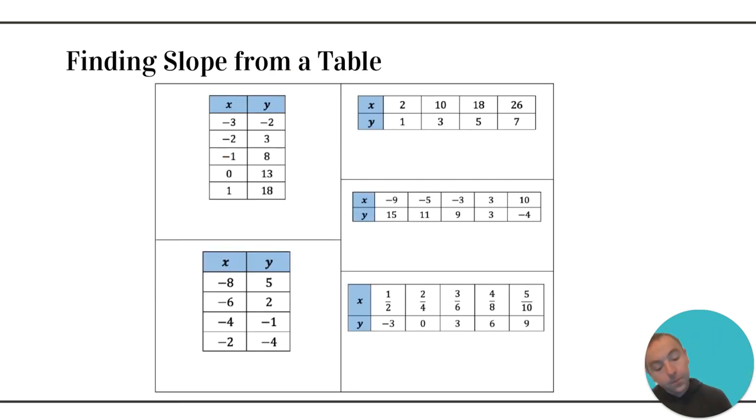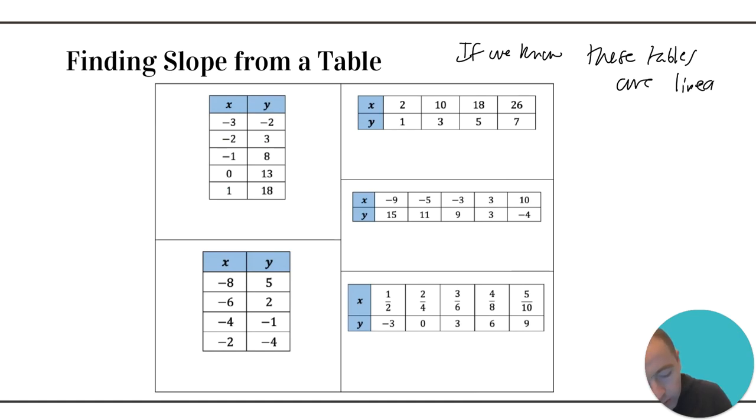In terms of finding slope from a table, if we know these tables are linear in nature, in other words, the xy points when plotted will all fit perfectly on a line, then it's pretty easy to find a slope. So if I look at the very first table right here, we know that in lines there should be a constant rate of change. And if I look at the change in my x coordinates, you can see that each time we're just adding 1.